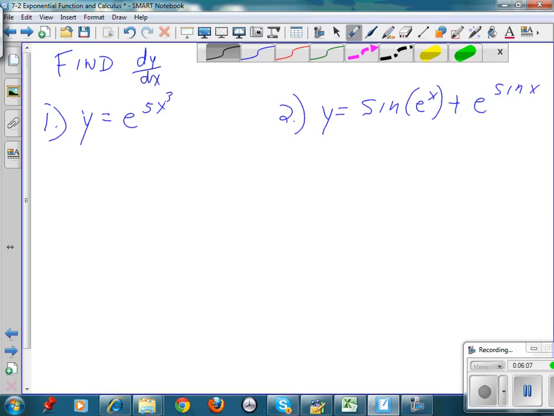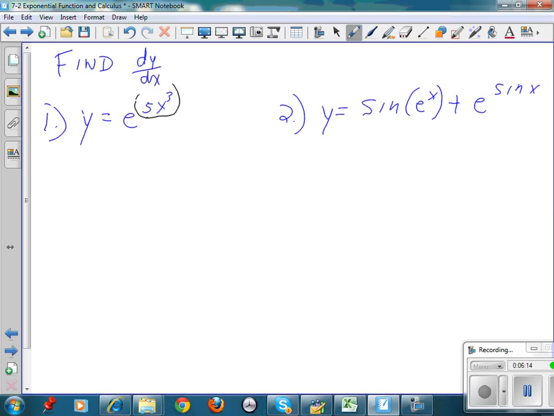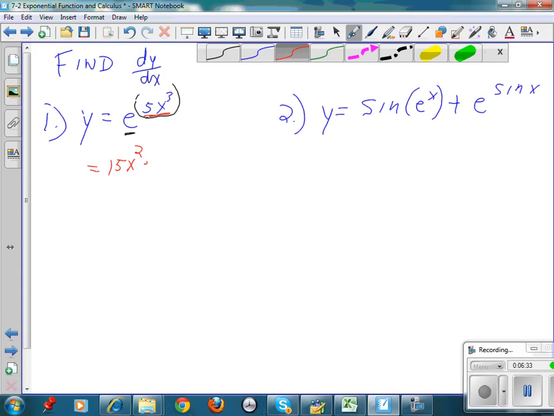Let's start here. Let me remind you about the chain rule. What's the derivative? I've got an outside function, e to the x, and an inside function, 5x squared. What's the derivative of the inside function? Well, that's just going to be 10x, times the derivative of the outside function, which is e to the inside. Okay, that is a multiplication sign there.